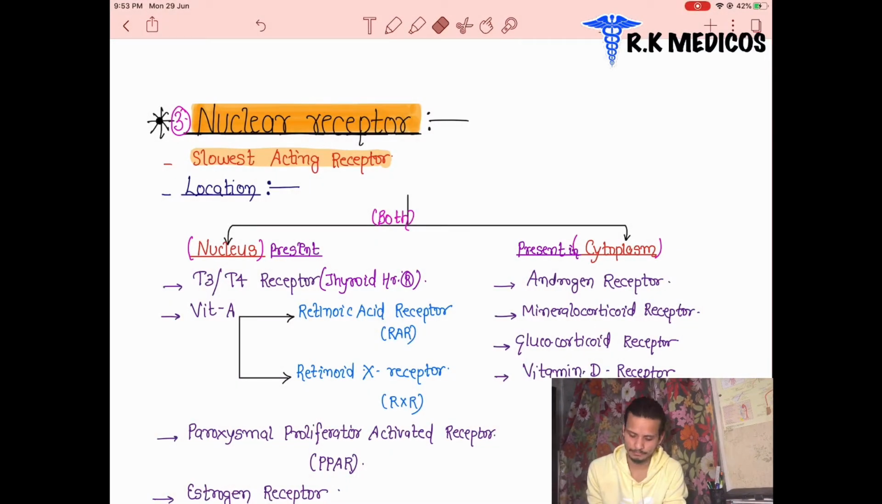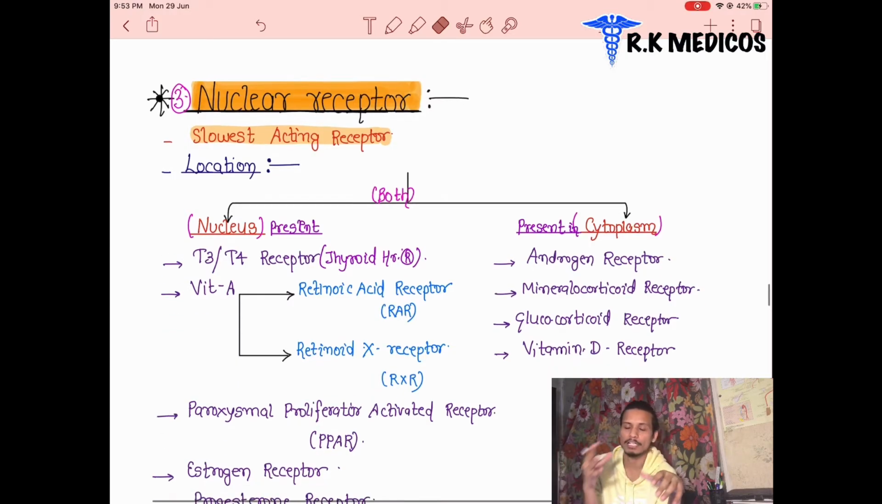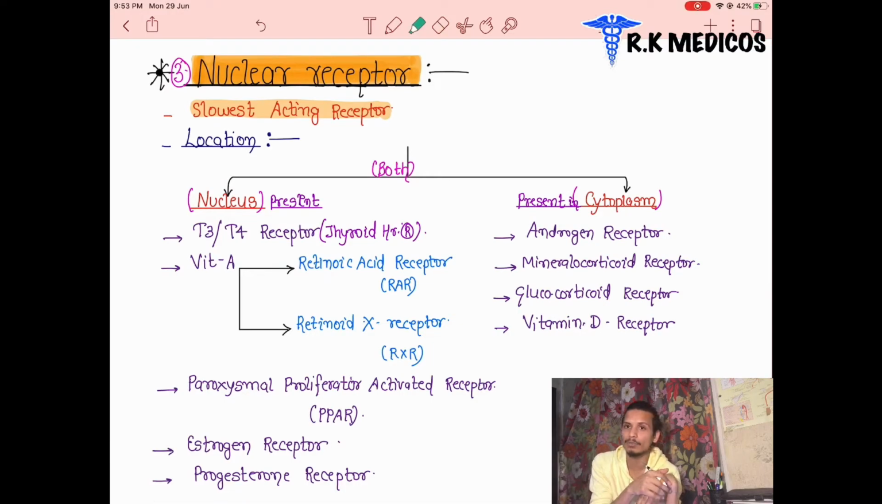The nuclear receptor is the slowest acting receptor because any neurotransmitter has to first cross inside the cell. After reaching the cytoplasm, it enters the nucleus of the cell, and after that it acts. That's why they are the slowest acting. The location of these is both in the cytoplasm and the nucleus. Some of the receptors are located inside the cytoplasm, and after binding to the ligand or the different types of neurotransmitter, they reach the nucleus.